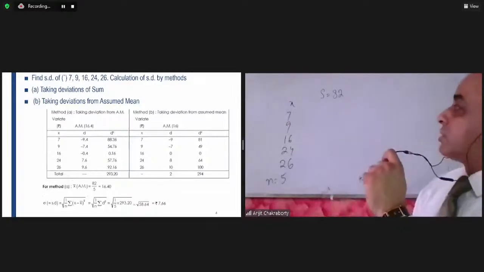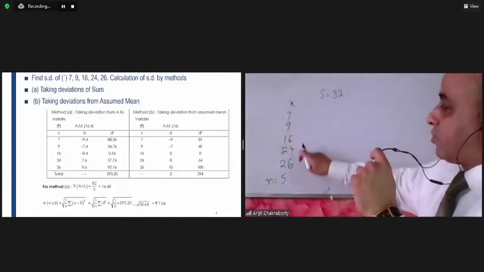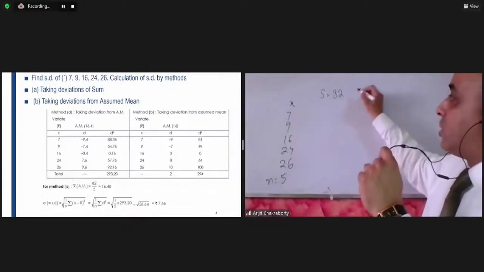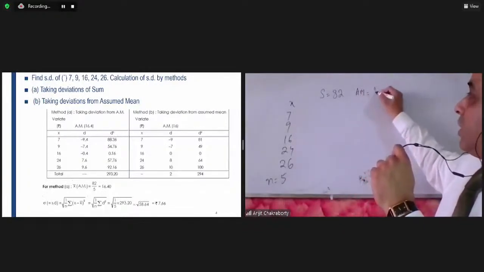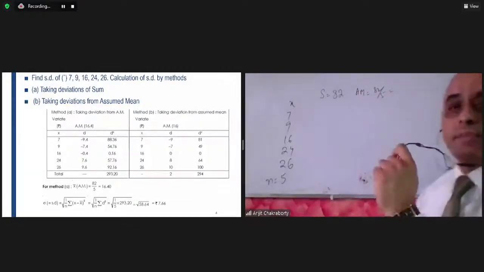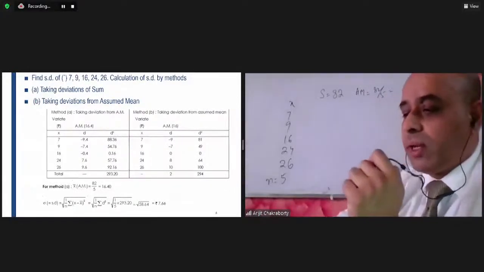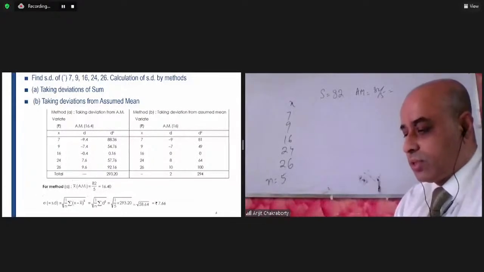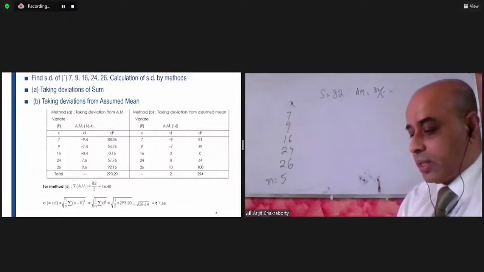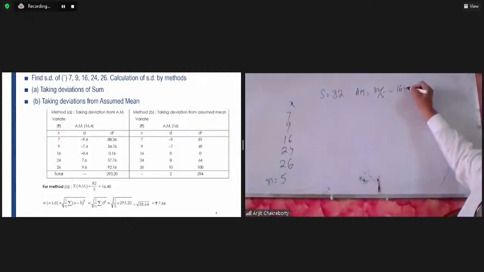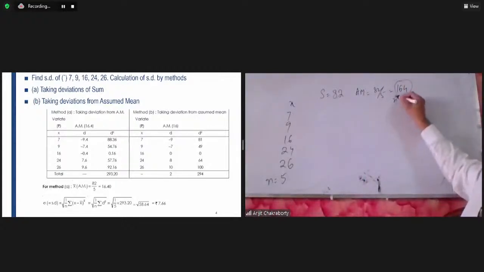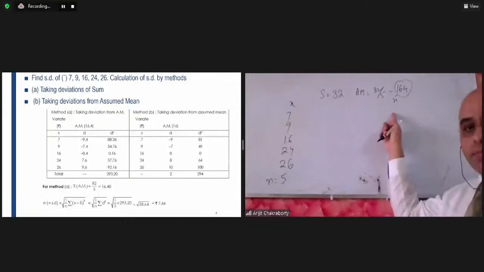So 82 is the total sum, and we have 5 observations. So the arithmetic mean is equal to 82 by 5. So let's just use the calculator and check. It comes to how much? 82 divided by 5, we are getting 16.4. So the mean is 16.4. This is x bar. So please note this is x bar.